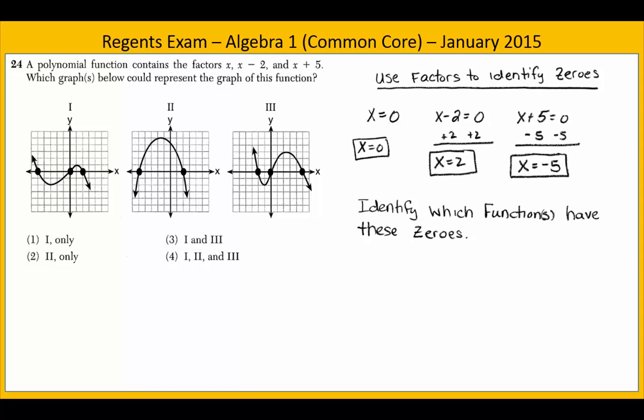Graph 1 has a 0 at negative 5, at 0, and at 2, so that's a good candidate. Graph 2 has a 0 at negative 5 and 2, but it does not have a 0 at x equals 0, so that's not a choice that we'll consider. Graph number 3 has a 0 at negative 2, 0, and positive 5. That doesn't have the correct zeros. And so it looks like the only graph that matches this description is graph 1. Look at the choices carefully. Choice 1 is our answer.